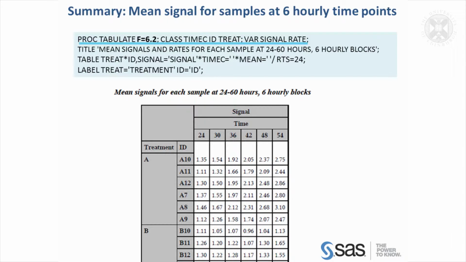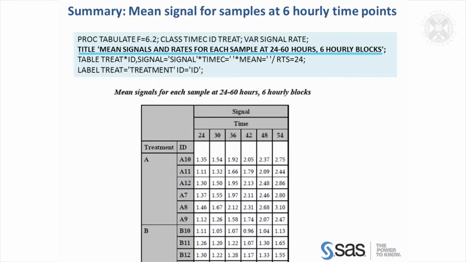This F1 gives you the column width, so we're now saying we want a column width of 6, so we've got quite narrow columns because we might want to fit quite a lot on the table. This class statement gives the categorical effects we're going to be summarising by in the table. The var statement are the things that we're summarising, the actual continuous variables, which here are signal and weight. The title statement, you just add that in and give your title.